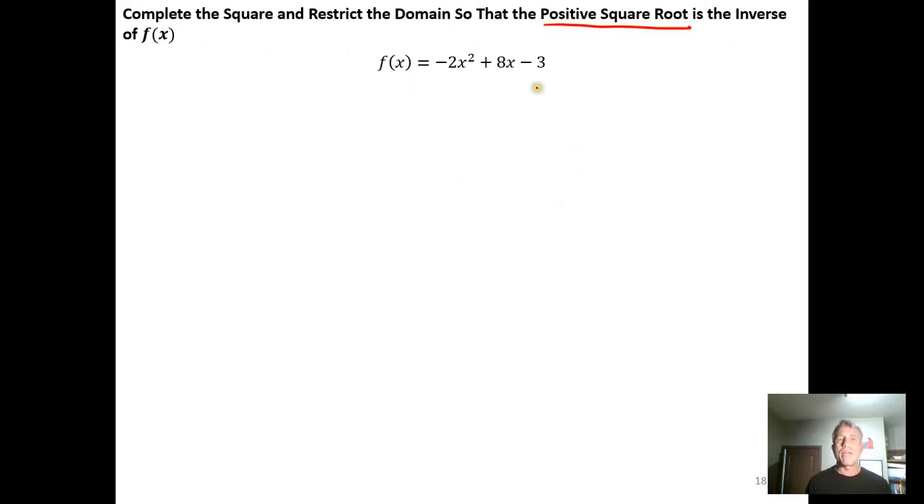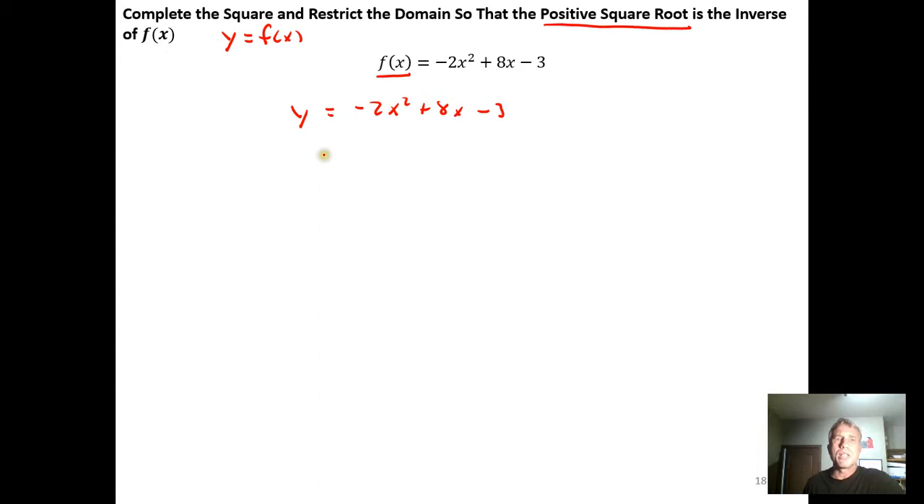So here's my quadratic function, and to make my life a little bit easier, I'm going to go ahead and make the replacement y equal f of x, just for now. And then I'm going to rewrite it, so y equals negative 2x squared plus 8x minus 3. And then what I want to remember is that to complete the square, the leading coefficient on the x squared term has to be a 1. And we complete the square on the x terms, the x squared and the x terms.